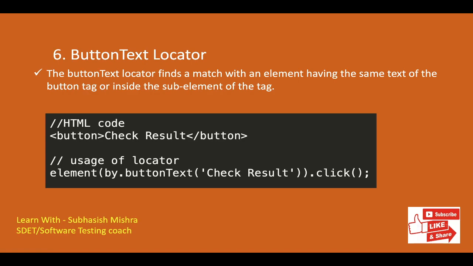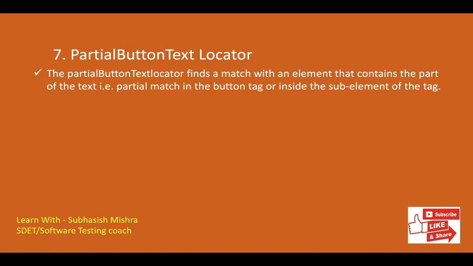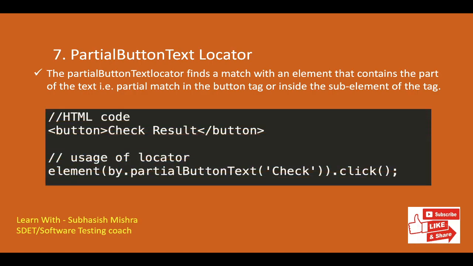Similarly, we have another locator known as the partial button text locator. The partial button text locator finds a match with an element that contains part of the text, that is, a partial match in the button tag or inside the sub element of the tag. How to do that? We have again taken the same example.